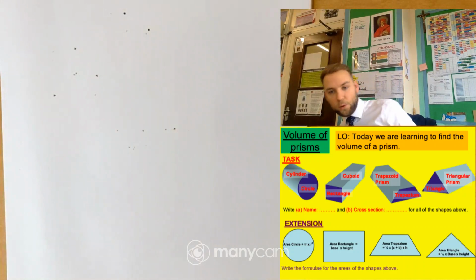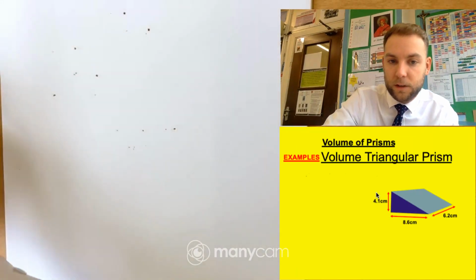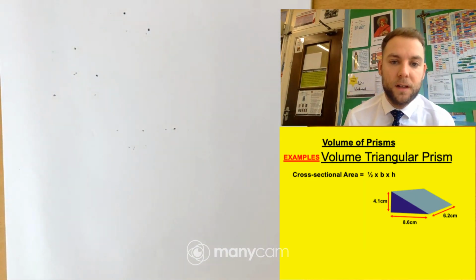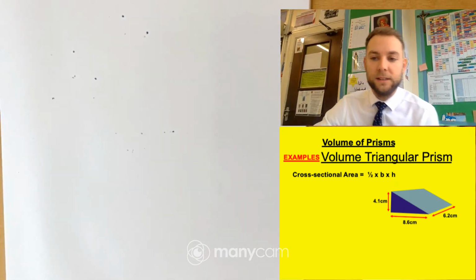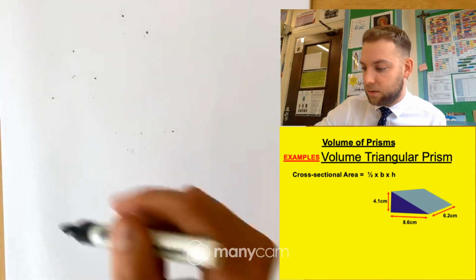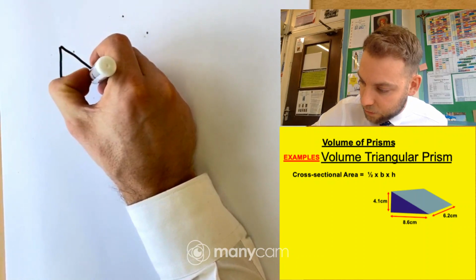So I'm going to move on to the first one here, which is this shape here. Now, this is the volume of a triangular prism, and that means that the cross-section is a triangle. So that's what I'm going to draw first. You don't need to draw this out. It'd be nice if you could.